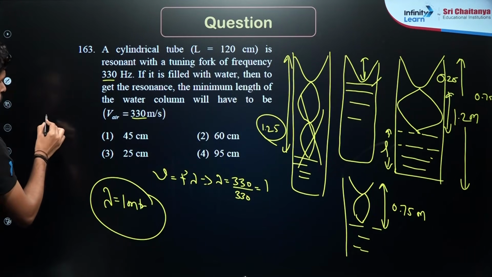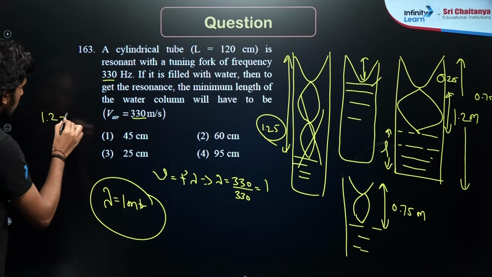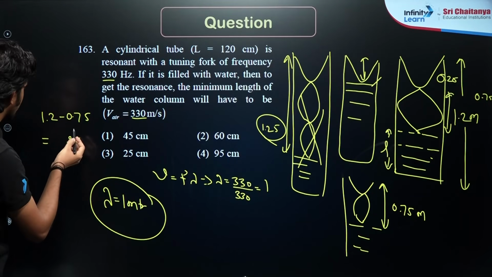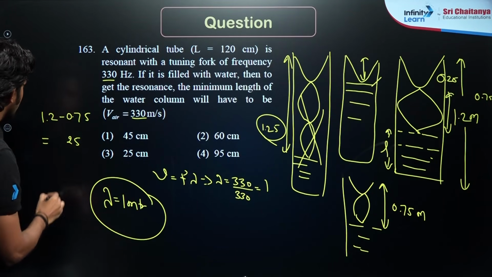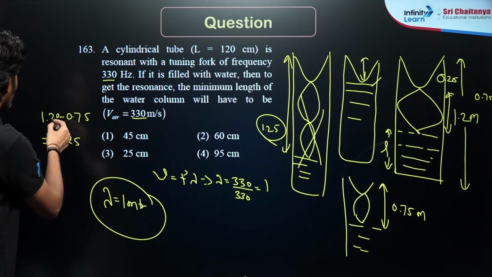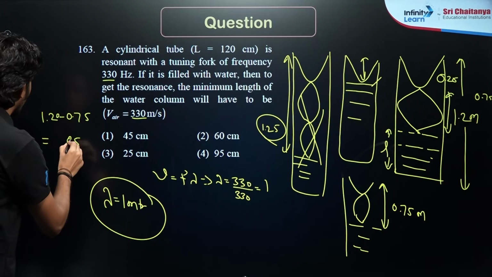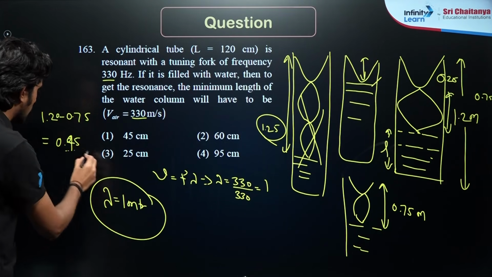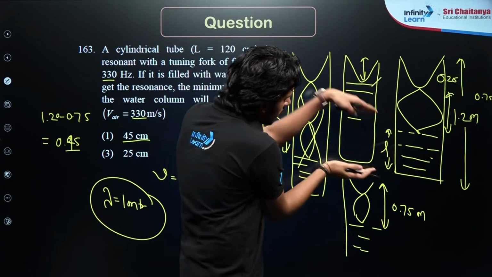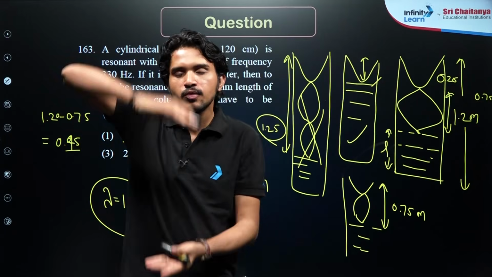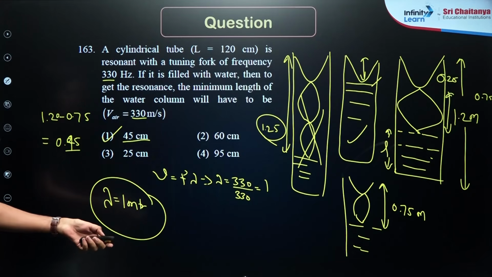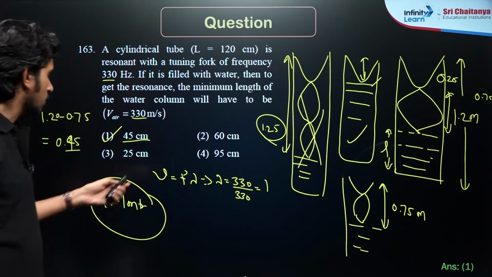So the height of the water column in that case will be 1.2 minus 0.75. So what would be the answer? 0.45, that means 45 centimeters. That could be the minimum length. If we calculate for the other configuration, the length will be higher. So what will be the answer? 45 centimeters. I hope you understood.